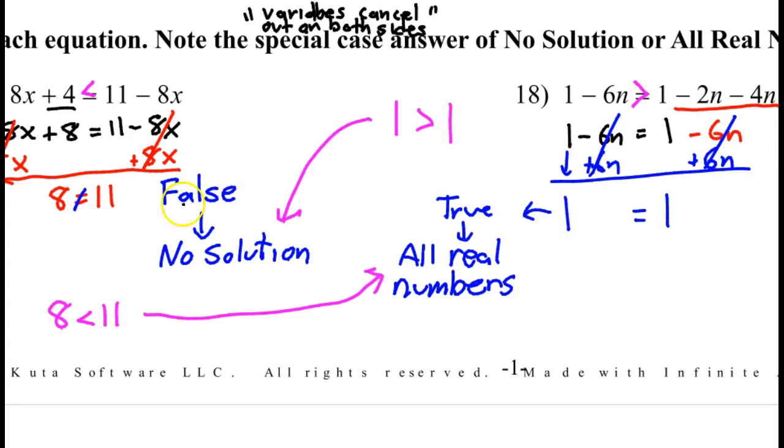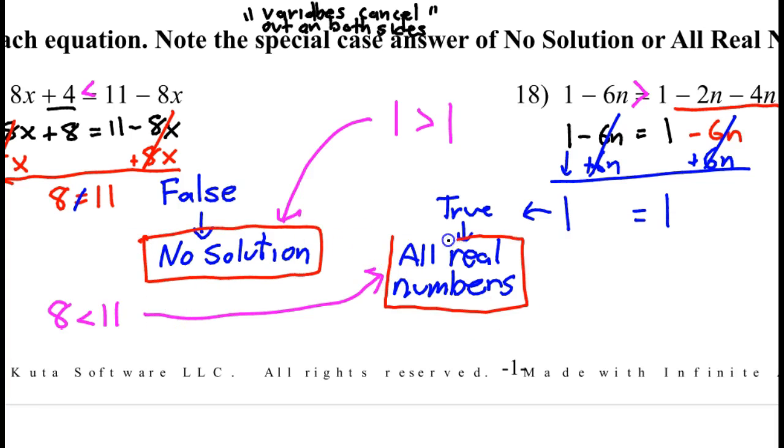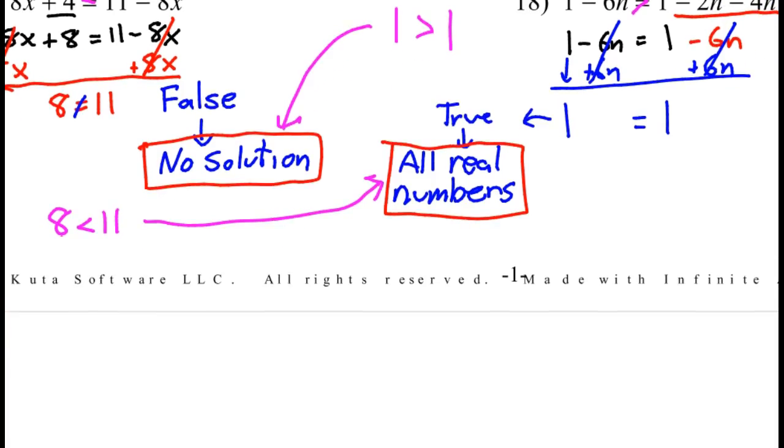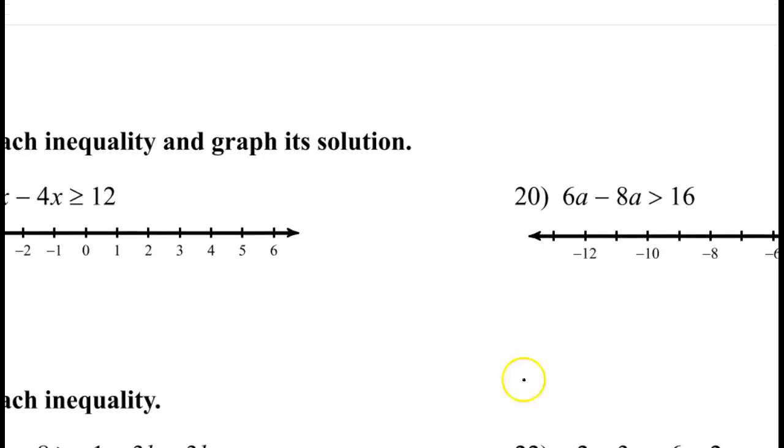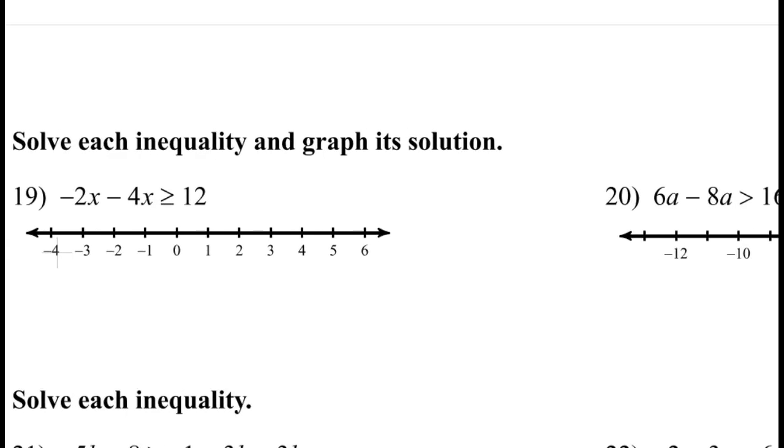Okay? Oh, by the way, make sure you always actually label this. There were a few people on the test that had this, but they didn't actually write out no solutions, or they didn't write out all real numbers. You want to actually write that out in words, in full, when that's the case. Don't just stop and say 1 equals 1 and that's it. You got to finish it up with writing all real numbers. Alright, so let's look at the back. I want to go over one last thing, and you guys can work the rest of the period.